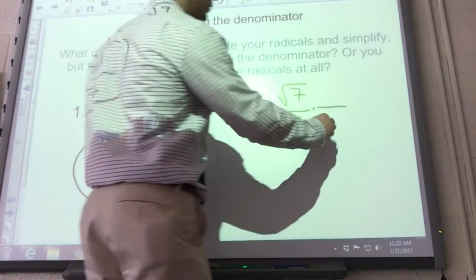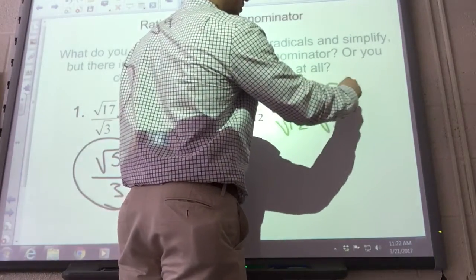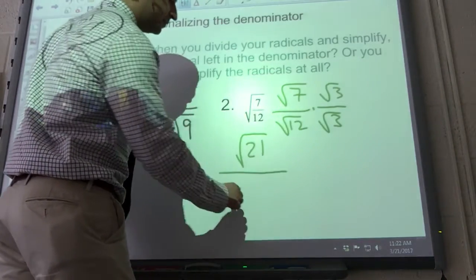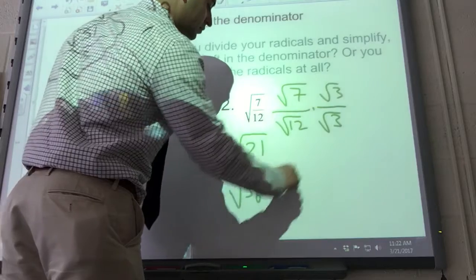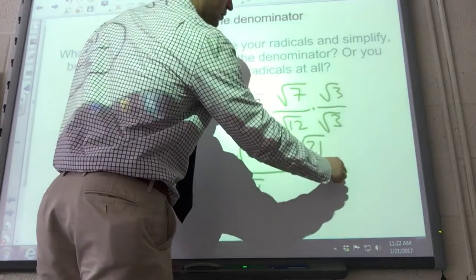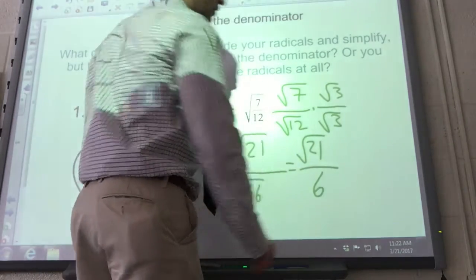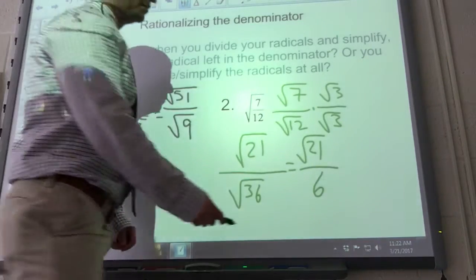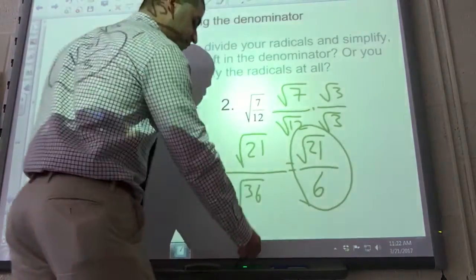Think about 36. If we do times radical 3, that will get rid of our denominator. So you do have the ability to choose. Had we multiplied by 12, we probably have to take a perfect square out of the numerator. But either way will work.